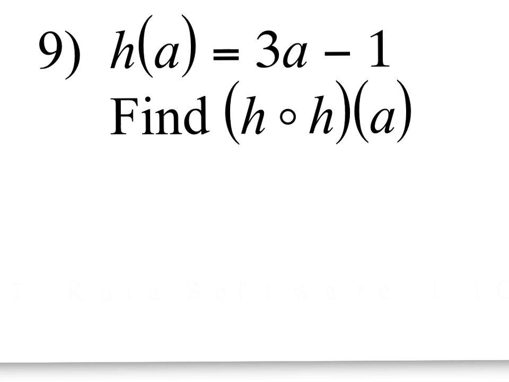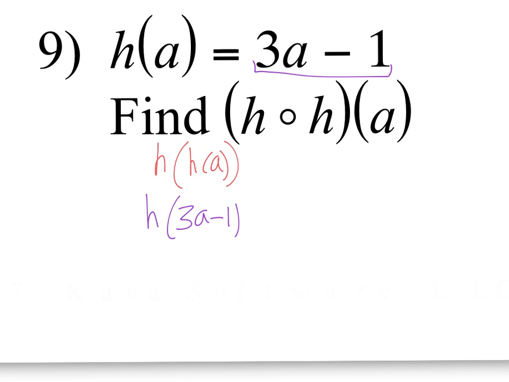h of a is equal to 3a minus 1. And here we're trying to find, oh, this is stupid notation, h of h of a. What the h? h is the function here. I'm probably going to start by rewriting this as h of h of a to make that a little bit more palatable. Now if I've got 3a minus 1 is h of a, I could rewrite this as 3a minus 1 inside that, so that's h of 3a minus 1.